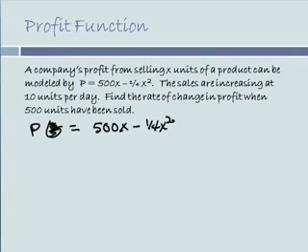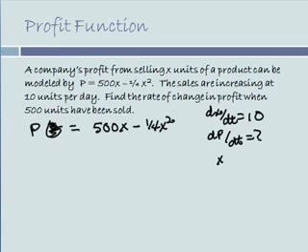Alright, and then let's see if we can identify the variables. Sales are increasing at 10 units per day. So the sales are the x, how many of them you're doing, so dx/dt, the change in the sales, is 10. And they say find the rate of change in profit, so we're looking for dP/dt when 500 units have been sold. So that means the x is 500.